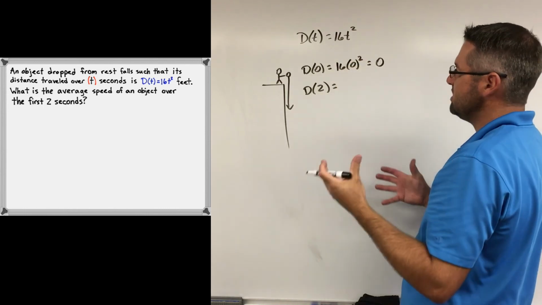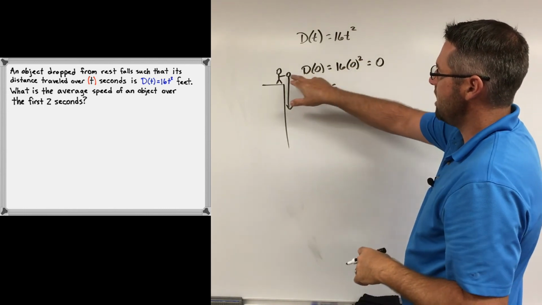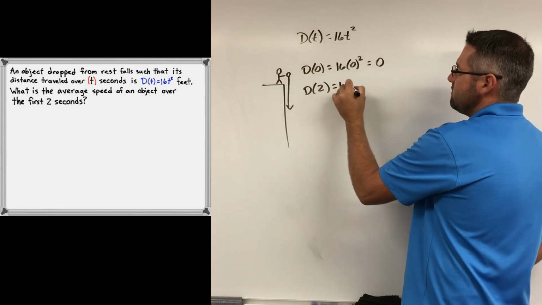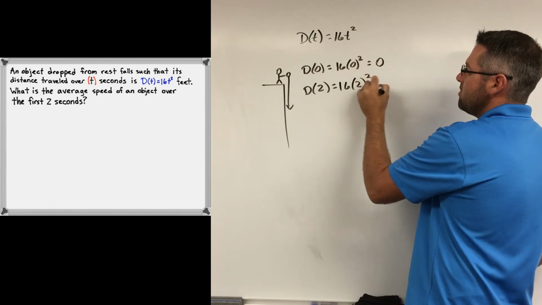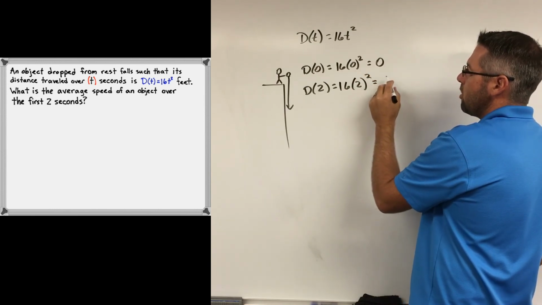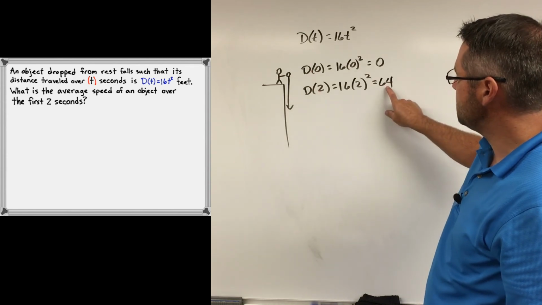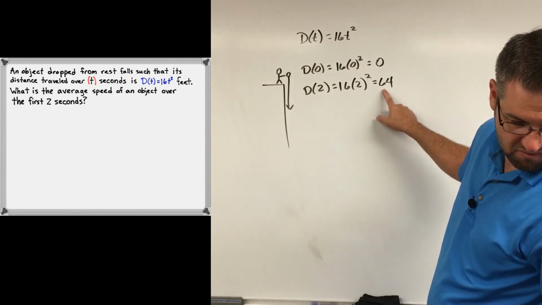So our position, in a sense, is 0 at time equals 0. In other words, the ball didn't move at all. And then d of 2, well, that'd be 4. 16 times 4 is 64. So 2 seconds later, it had moved 64 feet.